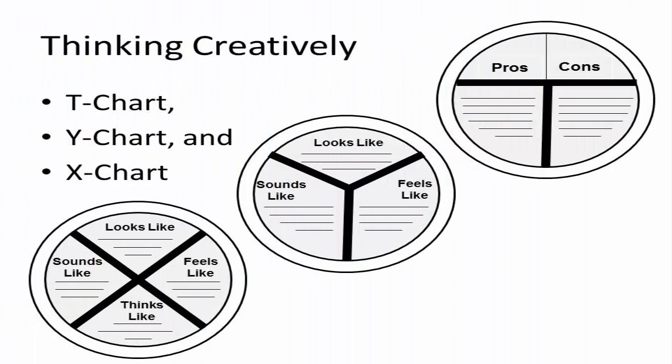A Y chart, if we want to look at 3 dimensions of something, it could be looks like, sounds like, feels like, or something like that. Whatever we want to break it down, could be the advantages, disadvantages and alternatives, anything like that. And an X chart gives us 4 dimensions, so we could put a SWOT analysis in an X chart. We could do looks like, feels like, thinks like and sounds like, anything that's got 4 different dimensions to it.